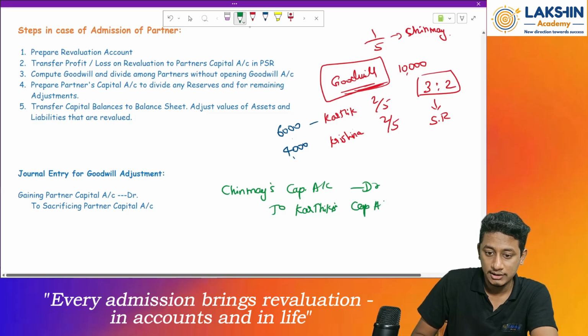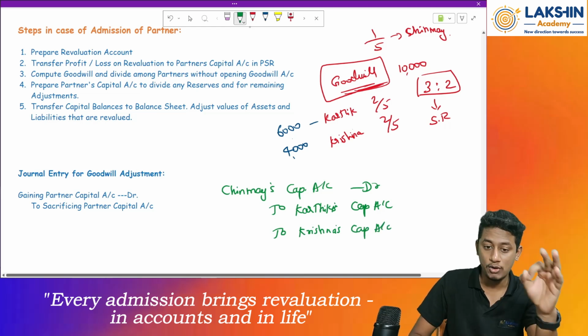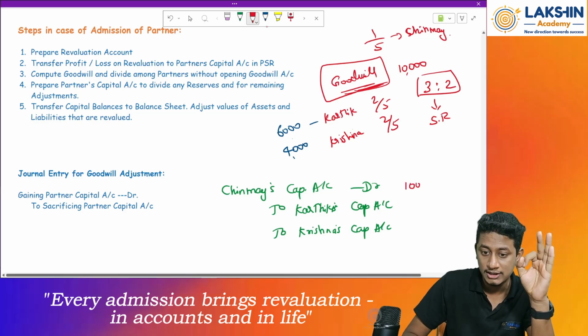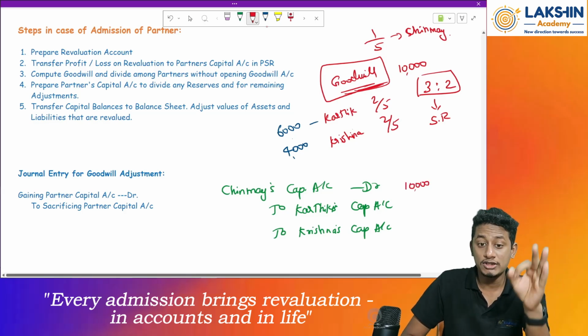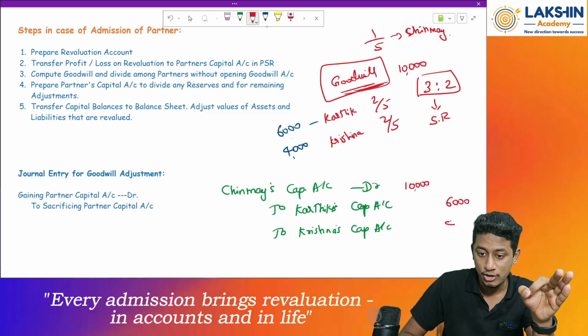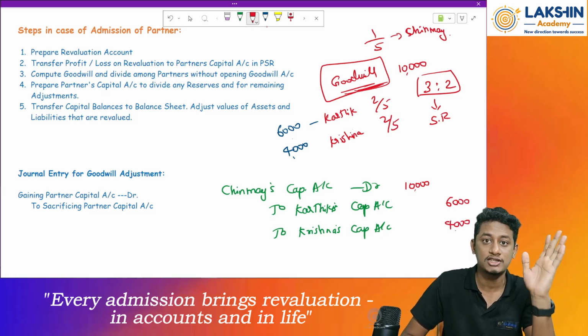Karthik's capital account and to Krishna's capital account. Now, coming to amounts, how much was the goodwill brought in by Chinmay? It was rupees 10,000, right? How was it divided between Karthik and Krishna? Rupees 6,000 towards Karthik and rupees 4,000 towards Krishna. This is how it was divided.